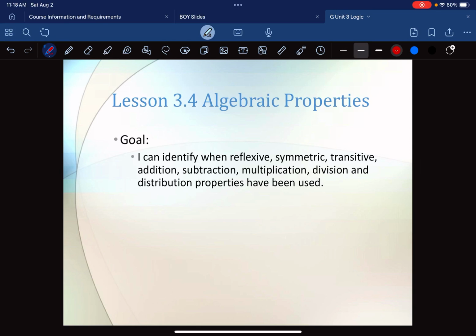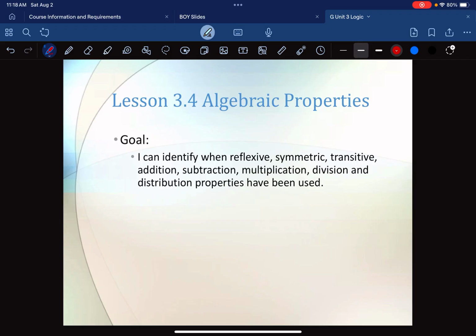This is lesson 3-4, algebraic properties. We're going to use a little bit of algebra to try and learn the structure of proofs. And one of the things we need to have is some reasons for why we do what we do in algebra, in particular when we solve an equation. So some of these things are going to relate to that, all right?